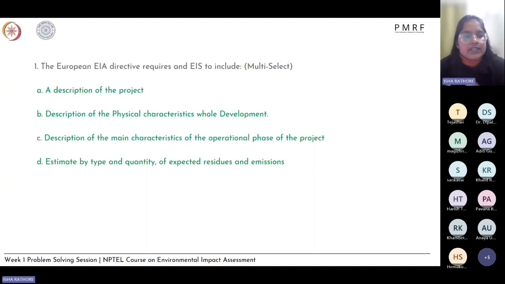So in EIA, when the final report is being prepared for the project or the plan or policy, you first have the description of the project, where you say this is a project for a big factory, this much square area. You describe the basics of the project. Then you describe the physical characteristics of the whole development, that these are the main buildings which are going to come up, this annexure will come up, these types of roads will be developed, this will require clearing of this much forest area, removing of these trees. So that is the description of physical characteristics of the whole development. Then you have descriptions of the main characteristics of the operational phase of the project.